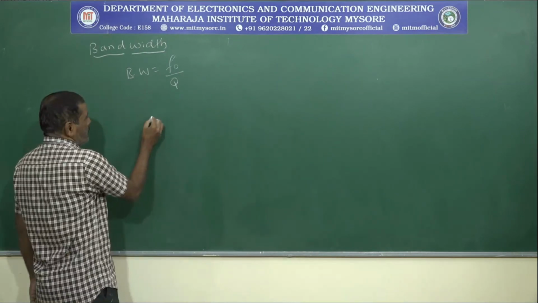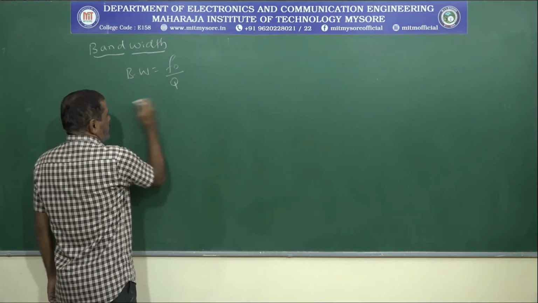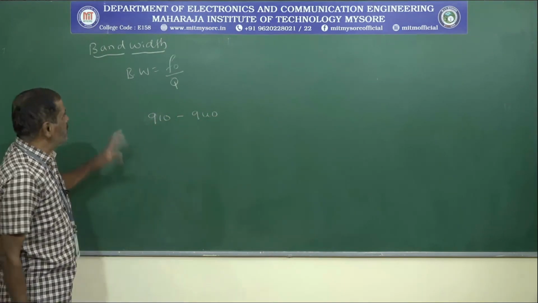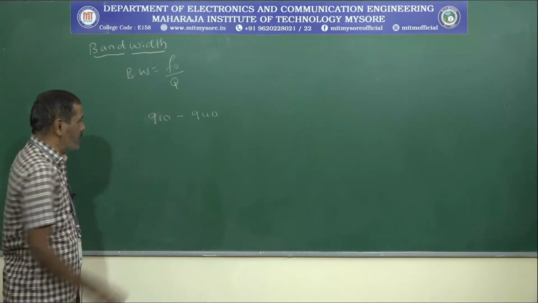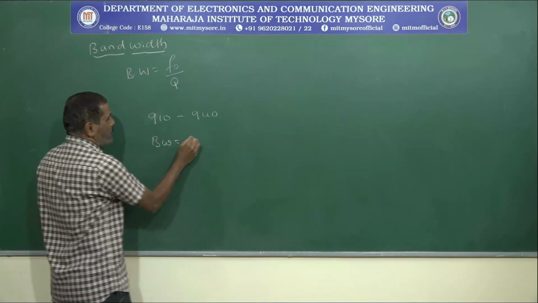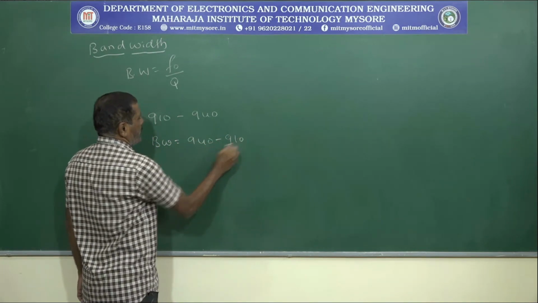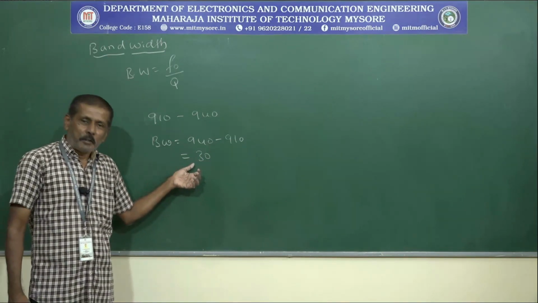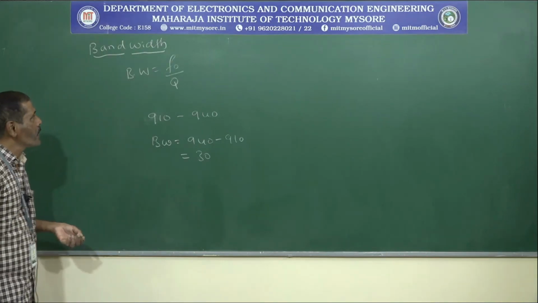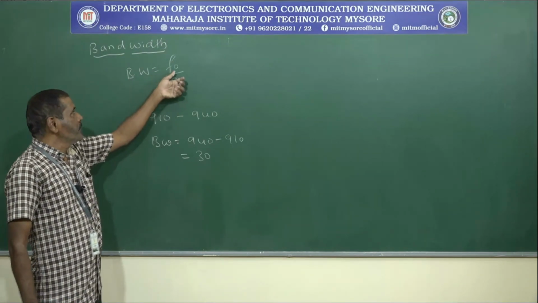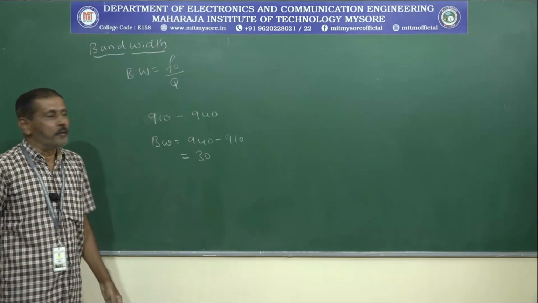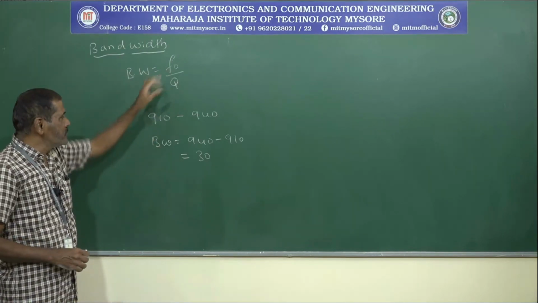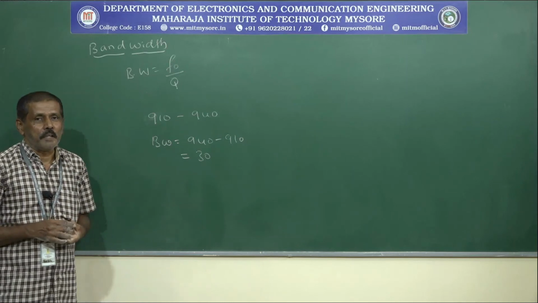Suppose, for example, I consider 910 to 940. This is the range of frequency over which your antenna operates satisfactorily. Then I can say that the bandwidth of the antenna is equal to 940 minus 910, which is equal to 30. It may be in kilohertz or in megahertz. And the bandwidth of the antenna can be calculated from F0 divided by Q, where Q is the quality factor of the antenna and F0 is the operating frequency of the antenna.